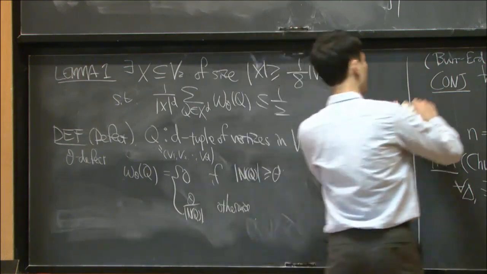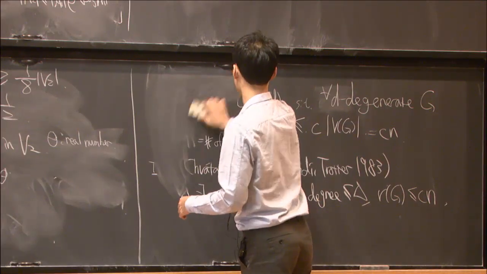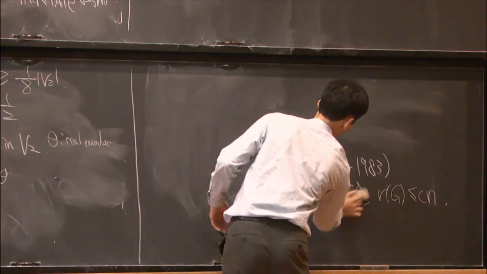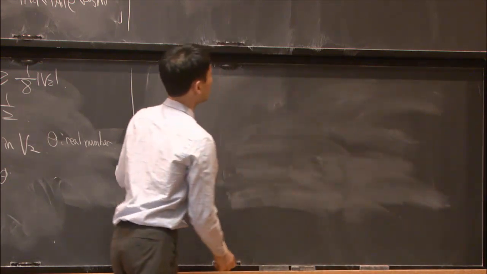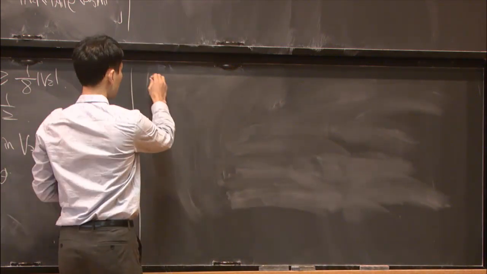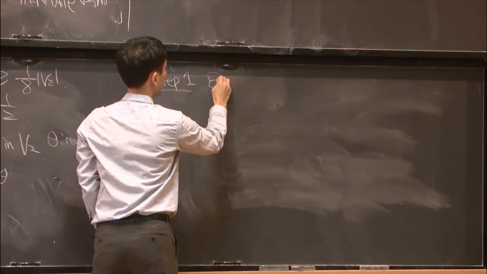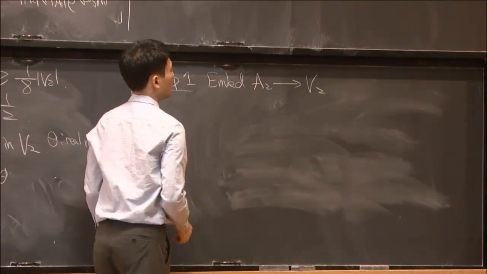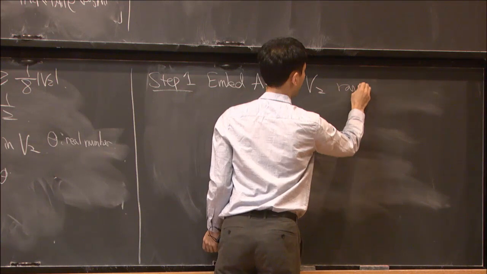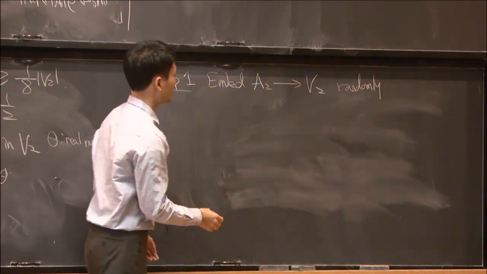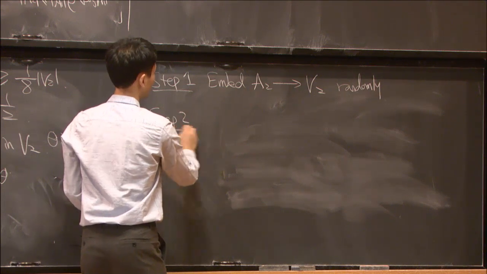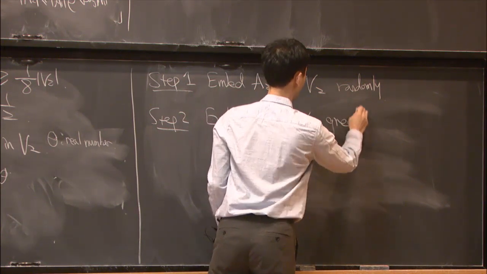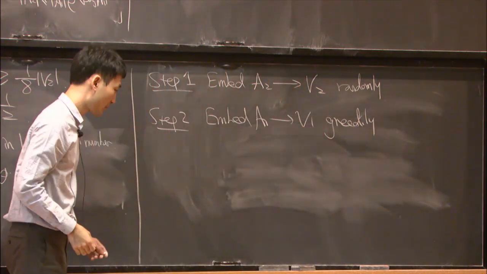Okay. So why am I interested in this quantity? Here's my strategy of embedding G into gamma. Step 1, embed A2 into V2 randomly. And then step 2 is embed A1 into V1 greedily. Sounds like a very simple plan.